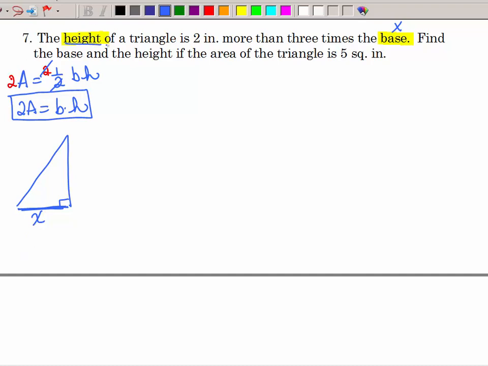Now I go back, the height is 2 inches more than 3 times the base. So 3 times x, and then 2 inches more, which means we're going to add 2. Remember, the last problem was less than, subtract, so more than, add. And it says the area is 5 square inches. Alright, so using this formula, it says 2 times the area equals base times the height.